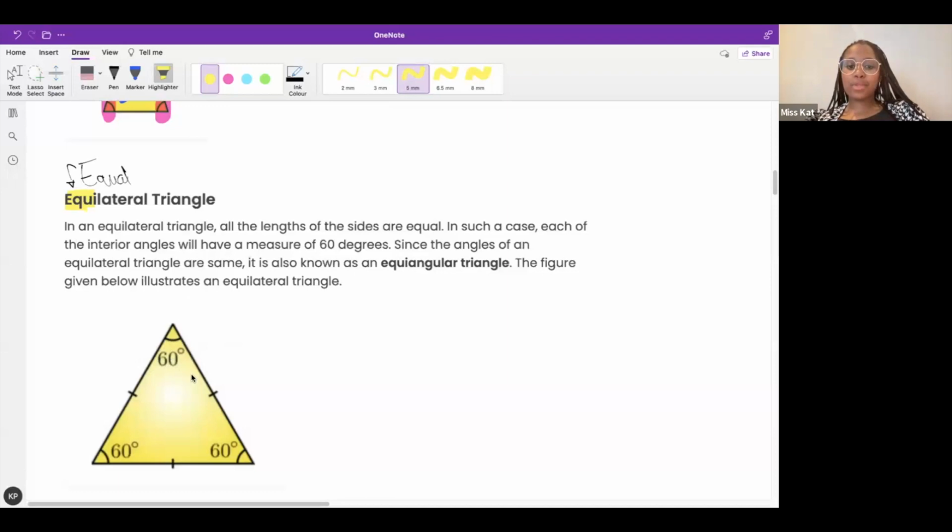Not 45, ma'am. No, on the sketch. If all are 60 degrees, remember there are 3 angles in a triangle, right? Yes, ma'am. And if they all have to add up to 180, but they are all equal, then all of them have to be how much? 60 degrees. There we go. Because 60 plus another 60 plus another 60 will give you 180. Nice.